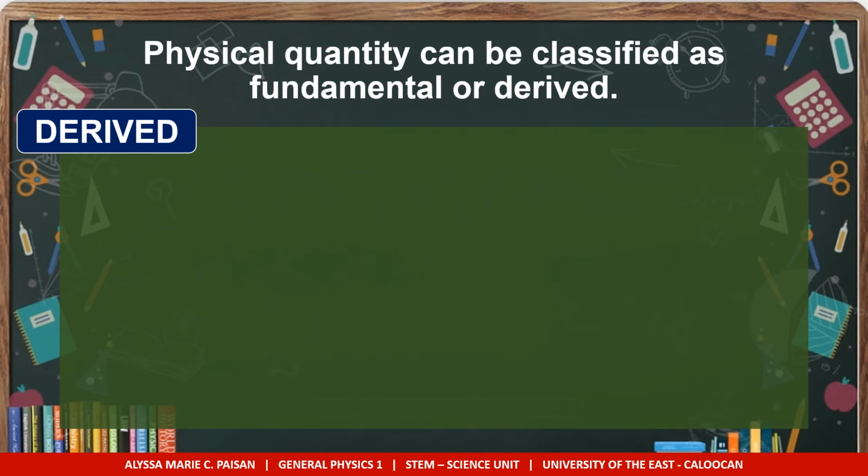Now that you know what fundamental quantity is, what do you think is its difference with derived quantity?